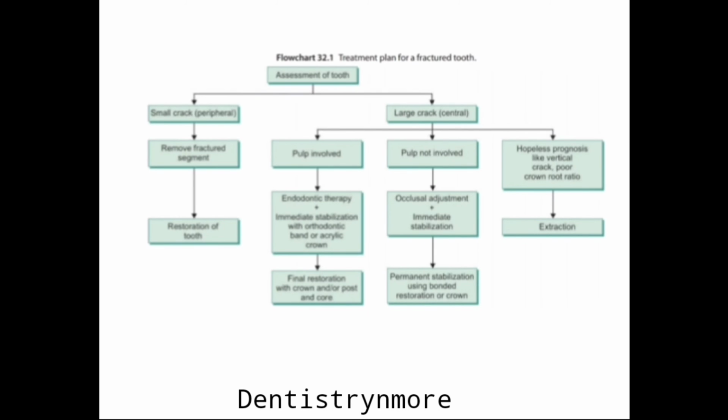Next is the treatment plan for the fractured tooth. In case of a small crack, the treatment is to remove the fractured segment and then restore the tooth. But in case of a large crack, there are three situations: pulp involved, pulp not involved and hopeless prognosis. If the pulp is involved, endodontic therapy is done with immediate stabilization with an orthodontic band, after that the final restoration is done. If the pulp is not involved, occlusal adjustment is done with immediate stabilization and permanent stabilization using bonded restoration. And in case of hopeless prognosis, like a vertical crack or poor crown-root ratio, the only treatment is extraction.